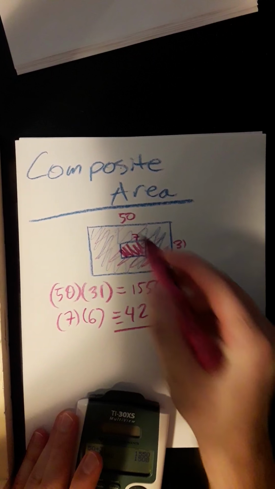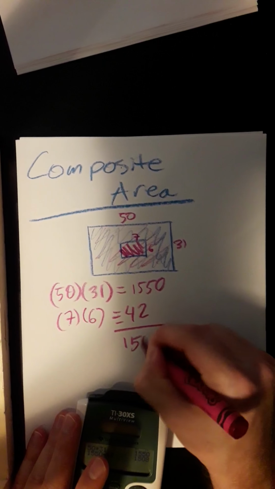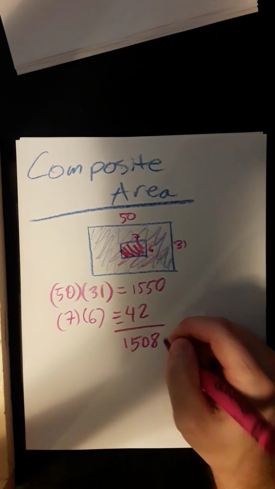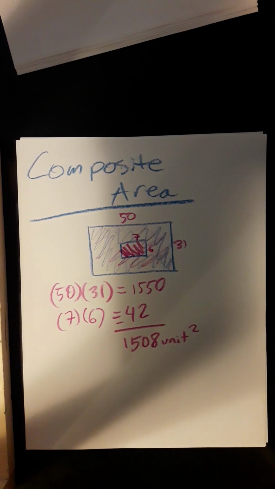When you subtract those, what we're going to be left with is just that blue region. And that gives me 1,508. We don't know what units we're using, so I'm just going to say units squared. That's how you're going to start with composite area.